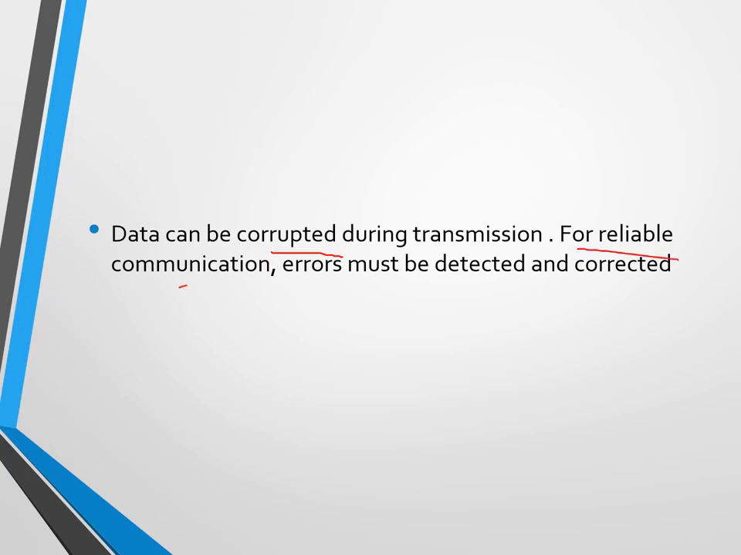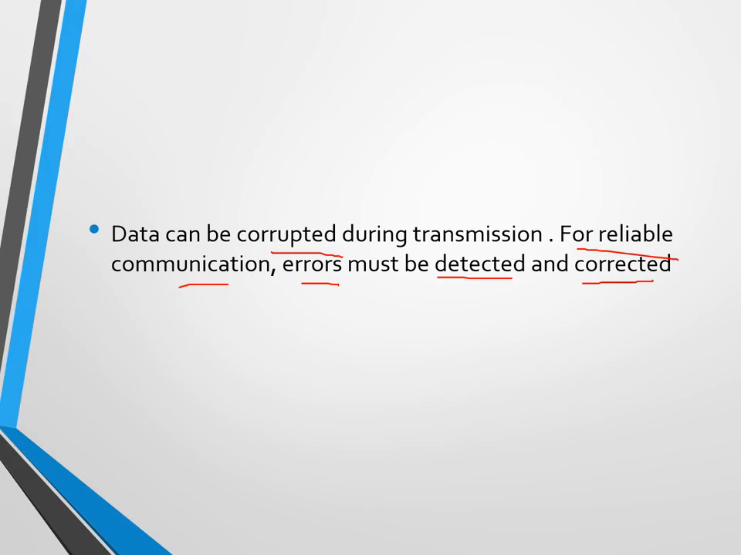For reliable communication, what we need is that if the data is corrupted, if we have found some error, it must be detected first of all, and after the detection, we should not only detect it, we should know how to correct it. So for that purpose, we need a system to detect and correct errors. There are different methods by which we can detect and correct the errors.